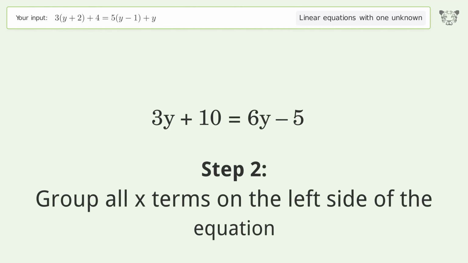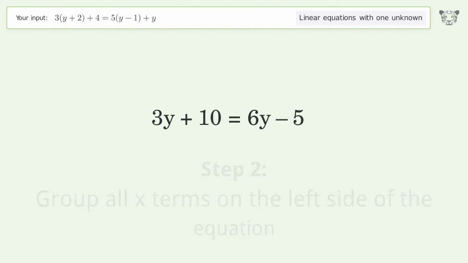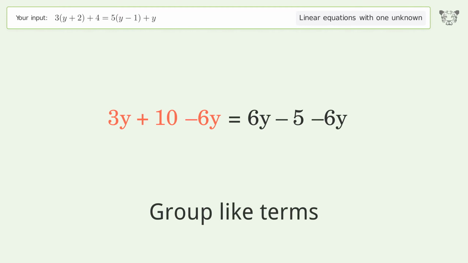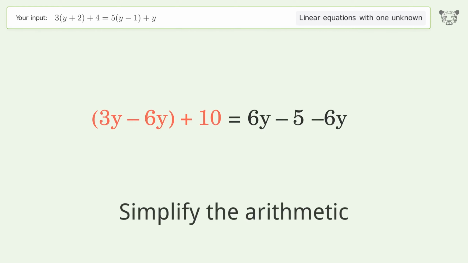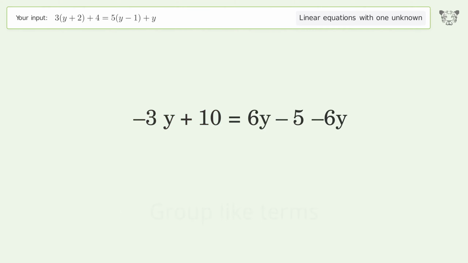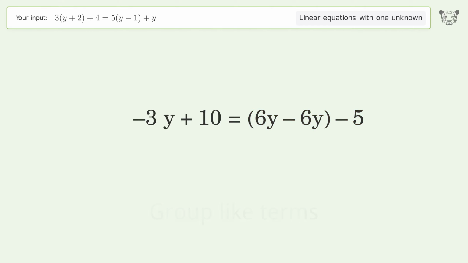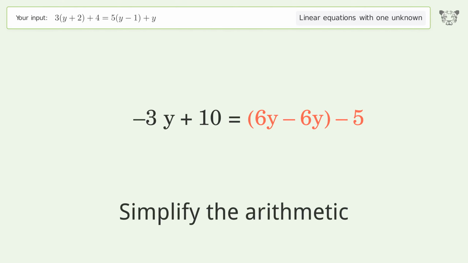Group all x terms on the left side of the equation. Subtract 6y from both sides. Group like terms. Simplify the arithmetic. Group like terms. Simplify the arithmetic.